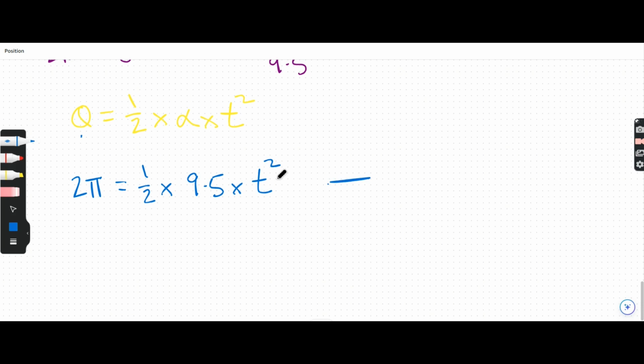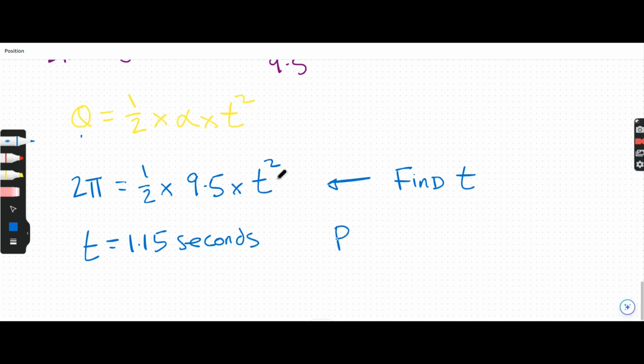You need to find t. It's a merit question. Rearrange that, please. Don't forget there's a square there. So rearrange that, work out t. My time is 1.15 seconds. So all of this thing is done. 1 revolution takes 1.15 seconds.